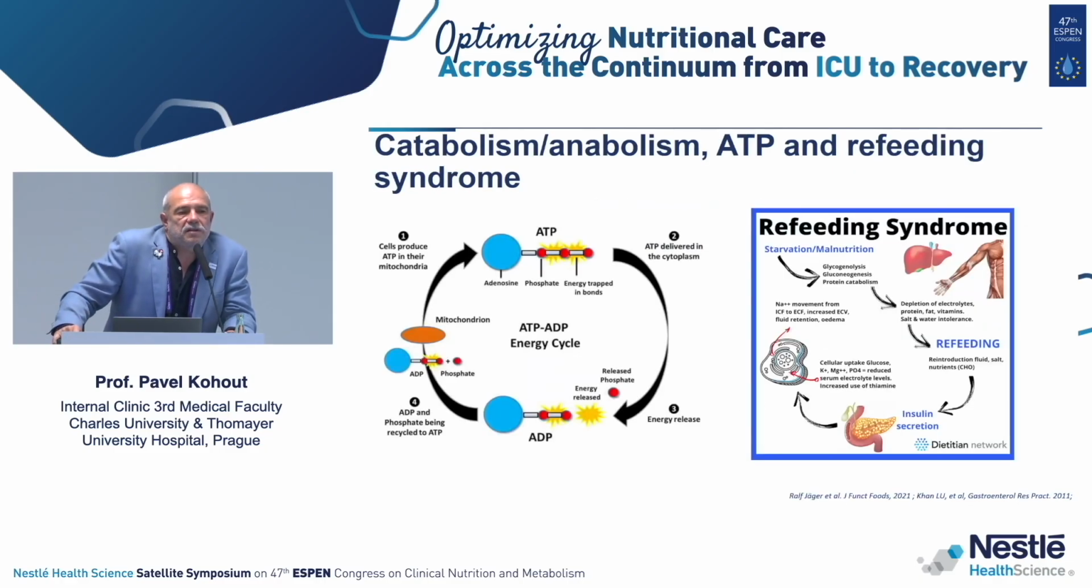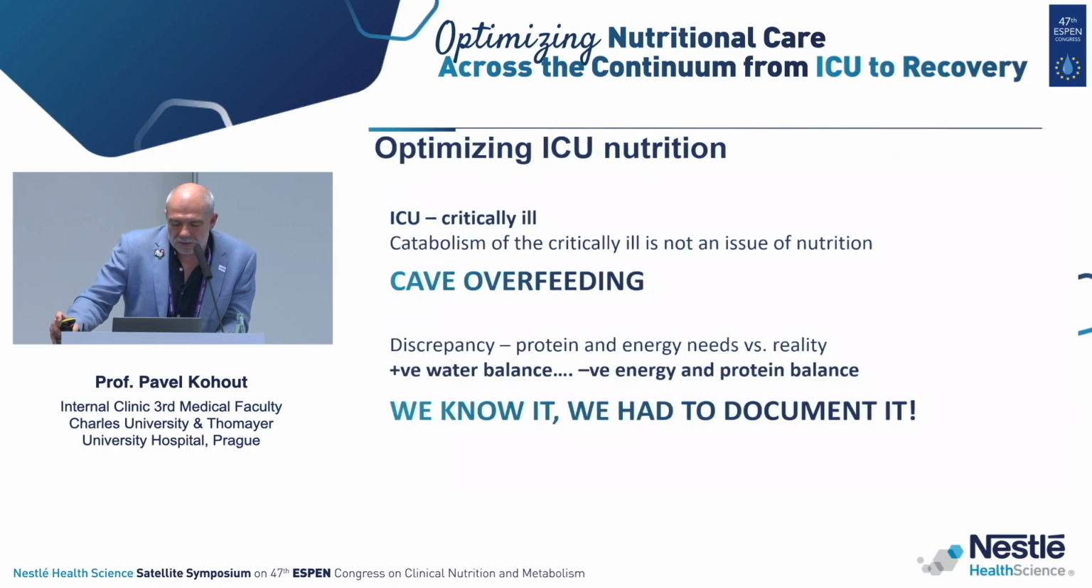So the second phase is the anabolic shift and the risk of refeeding syndrome, and we have to know about it and how to treat it, and we have to be aware of not only energy needs, but phosphate, thiamine, potassium and magnesium needs, and monitor and apply them to our patients.